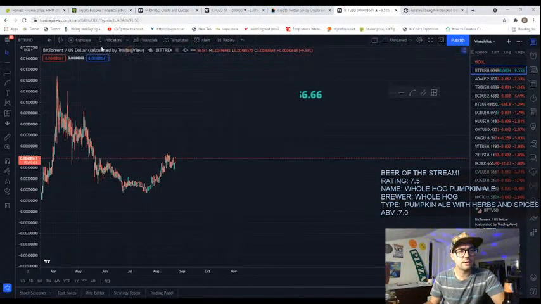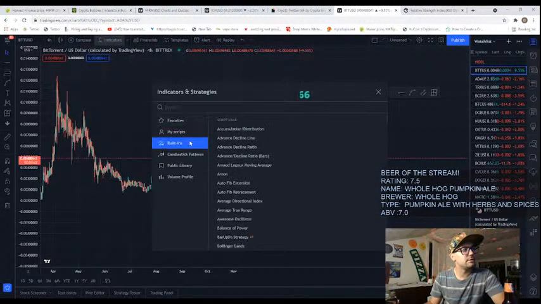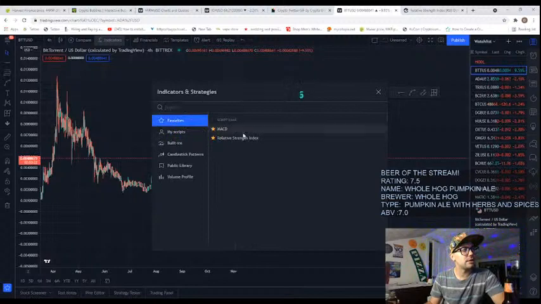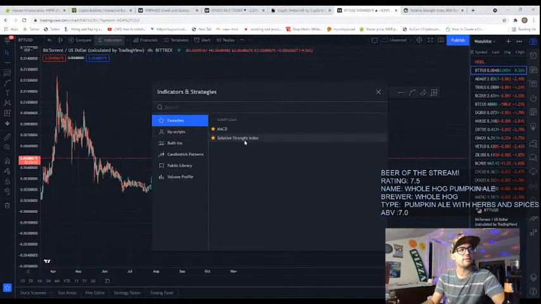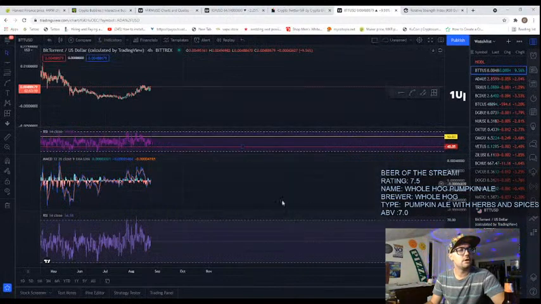You go up here to indicators. You go to built-ins or favorites, which is what I like to use. You can just hit the yellow star and then it'll save that under favorites. Relative strength index, MACD, click those. They're free.